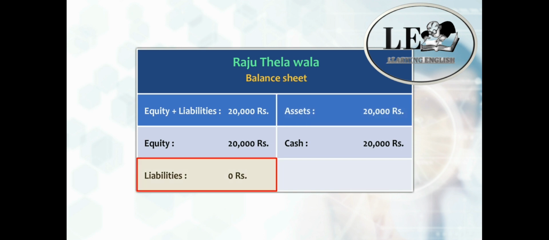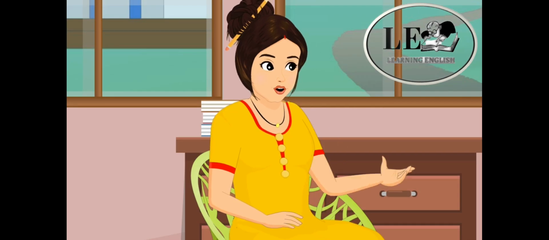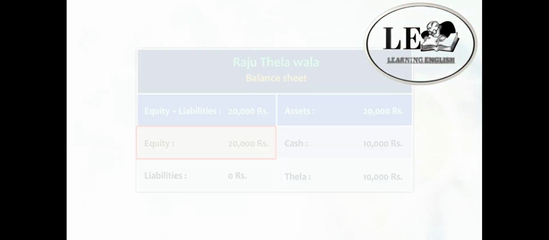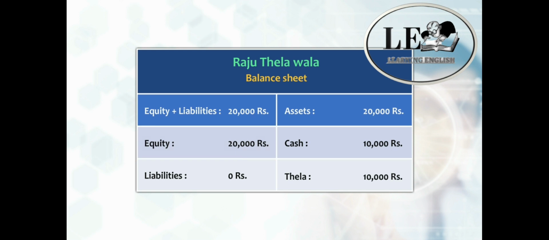His liabilities is 0. Now, let's say that he pays 10,000 rupees in cash to buy his thela. The balance sheet will now show that his equity is 20,000 rupees, while his cash asset is 10,000 rupees, as he paid that amount to buy the thela. His liabilities still remain 0. The purchase of the thela is now recorded on the balance sheet. From the table, you can note that the left-hand side of the balance sheet has not changed because Raju has not provided any additional capital to his thela business.